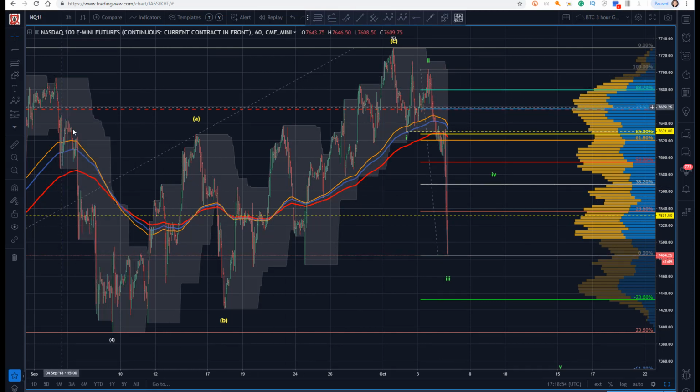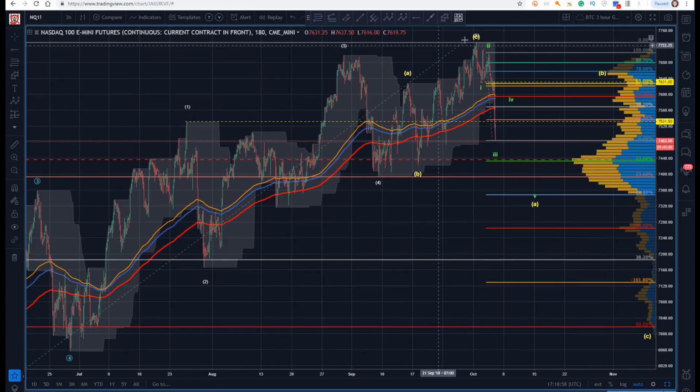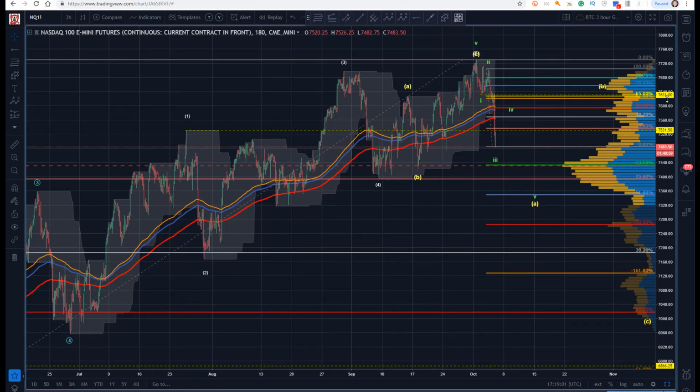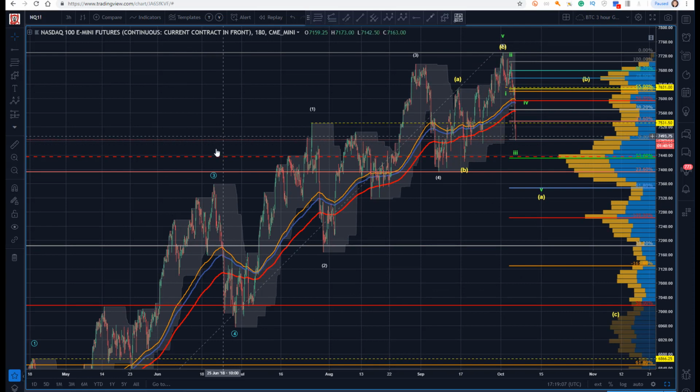Let's go back out to our 3 hour and see if we can put the whole thing together. So, you know, is it a top? Well, it's something, right? So we certainly have completed something. So are there more legs to go with it? Well, too soon to call that.